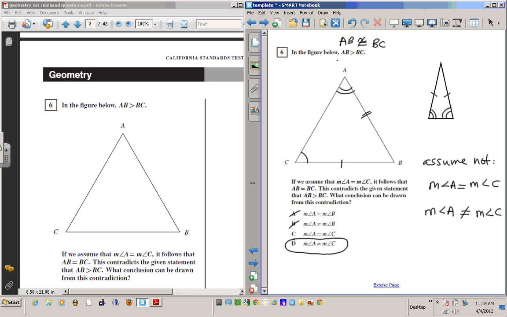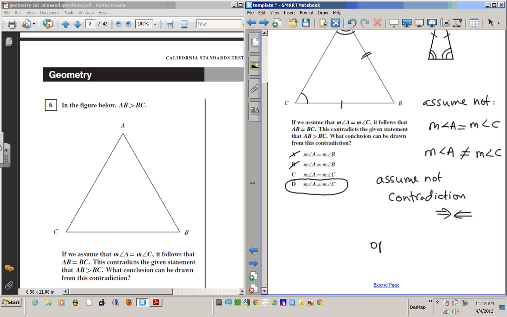Okay. All right. So basically, don't forget, prove by contradiction. You assume not, and then you arrive at a contradiction. And then when you arrive at a contradiction, that basically means the original statement, the opposite of your assumption, is true. Okay, so that's basically how it works.